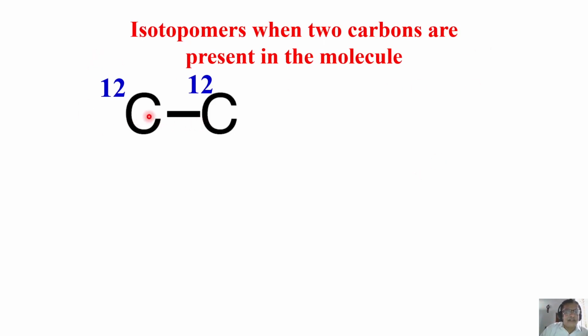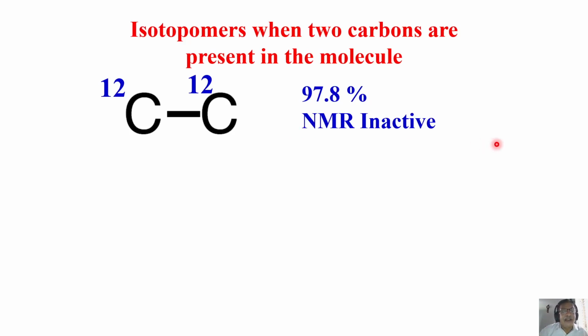There's one possibility. There are two carbons which are bonded. I'm not worried about the complete structure. Just concentrate only on the CC fragment. This carbon can be 12. This carbon can be 12. What is the probability of that? This is 99%. This is 99%. Together, the probability of both of them being carbon 12 is 98%. NMR inactive. That means if I have 100 molecules present, 98 molecules have both of them carbon 12. It will not give a spectrum at all.